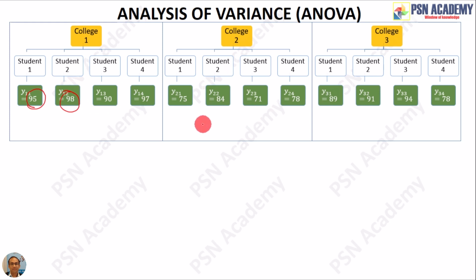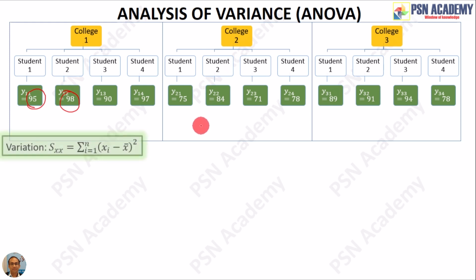Okay, now we are interested in finding out the variation among all the 12 students, regardless of the colleges. So what we can do is take the mean, x bar, and take the xi's of those 12 students, that means x1, x2, x3 up to x12. You find the gaps between these xi's and that mean, and you square them. After squaring all those gaps, you take the sum. And that is the variation of all those 12 students regardless of the colleges.